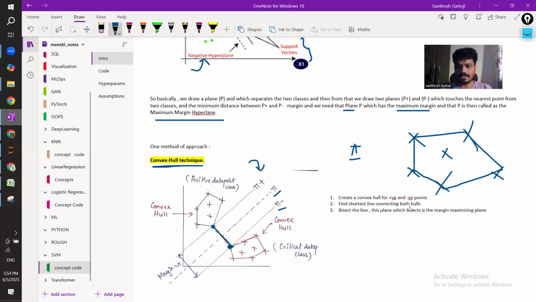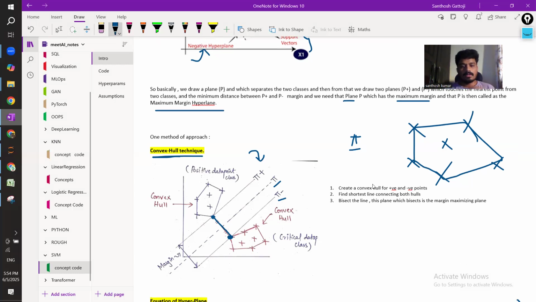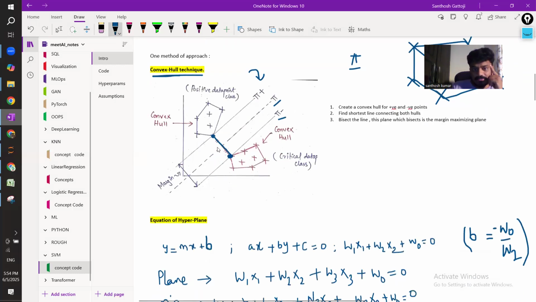Find the shortest line connecting both the hulls. And bisect the line; the plane which bisects gives the maximum margin plane. Okay, simple? Now, first we will see the equation of this plane. Not this plane, any plane basically. What does the equation of the plane look like?